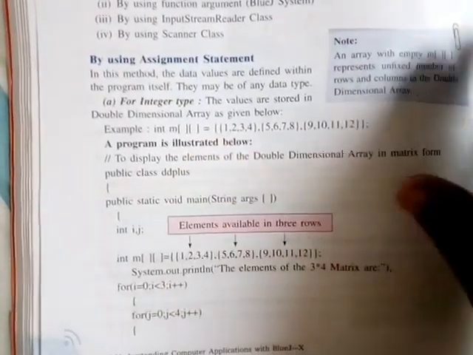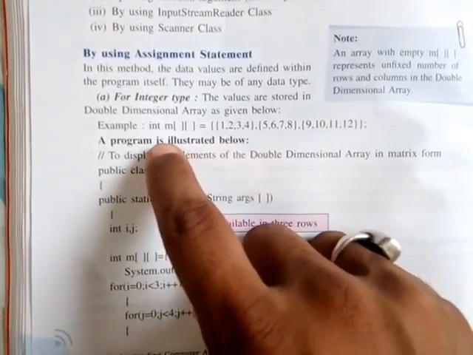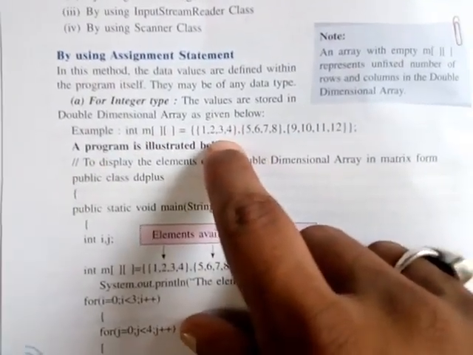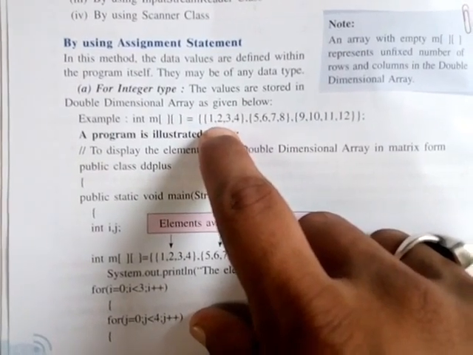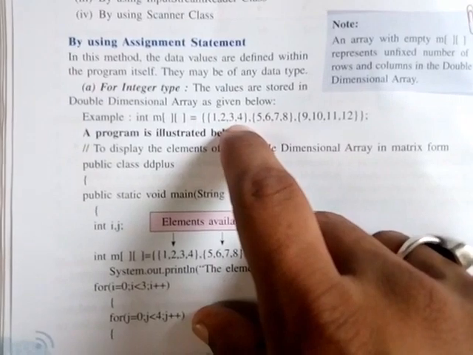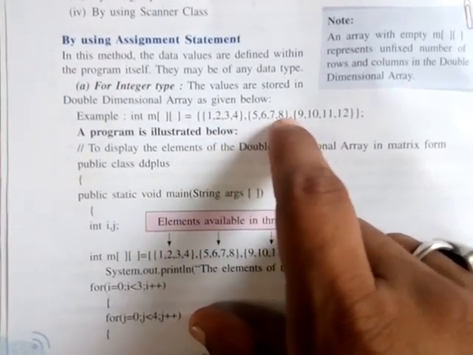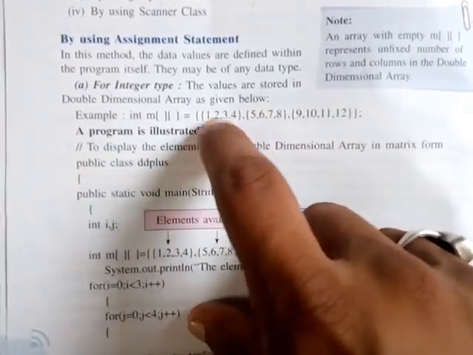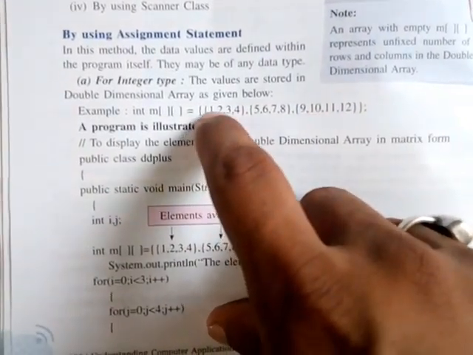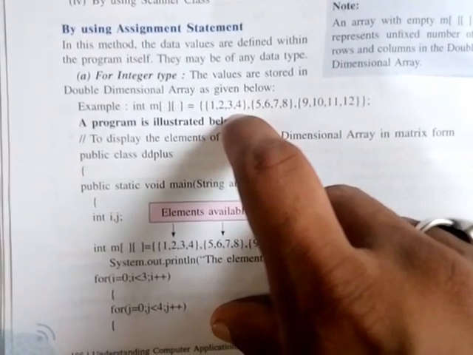Assignment statement means we can directly assign the values of the 2D array. How? See, int m, it is a two-dimensional array, and see how we have declared or initialized the values. For example, 1 2 3 4, enclosed by curly brackets, then 5 6 7 8, then 9 10 11 12. You see that means first row, second row, and third row. And how many columns are there? 1 2 3 4, total 4 columns.